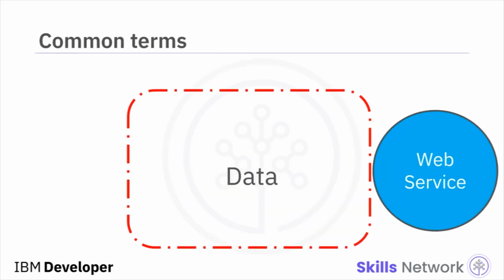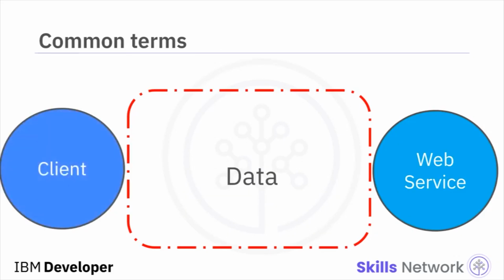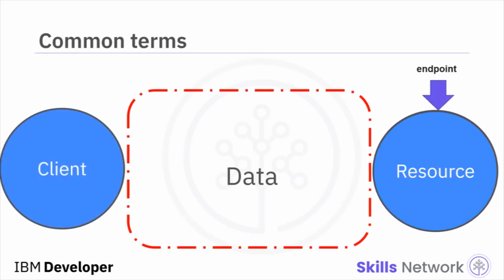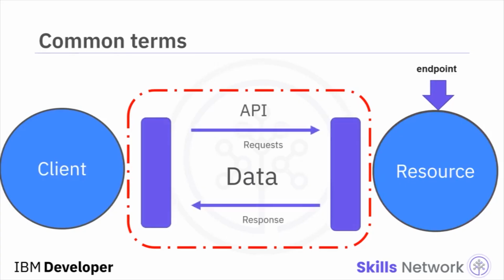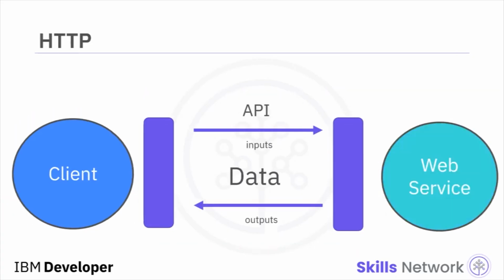So let's look at some common terms used with regards to API. You or your code are the client. The web service is the resource. The client finds the service via an endpoint, and the client sends requests to the resource and receives a response from the resource. Data is transmitted over the internet using HTTP methods.